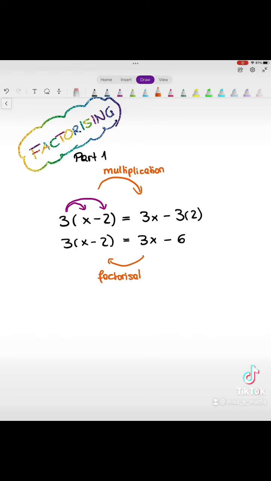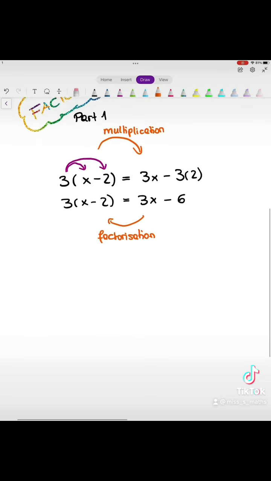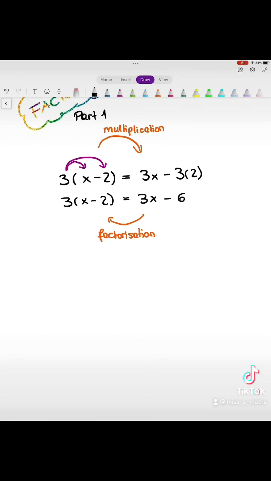If we now want to work backwards from 3x minus 6 back to 3 times in brackets x minus 2, this would be called factorization. And we basically are looking for a factor that they share that we can pull out, and the rest remains in a bracket. So let's look at 4x minus 12.